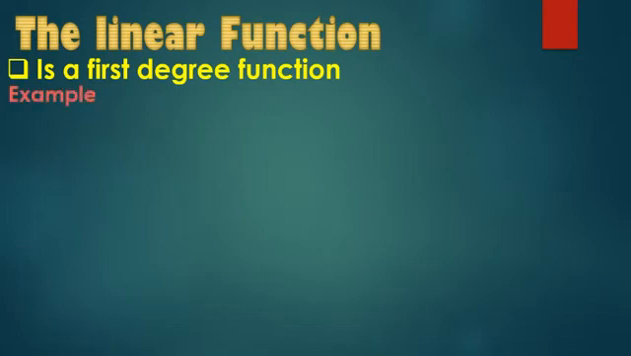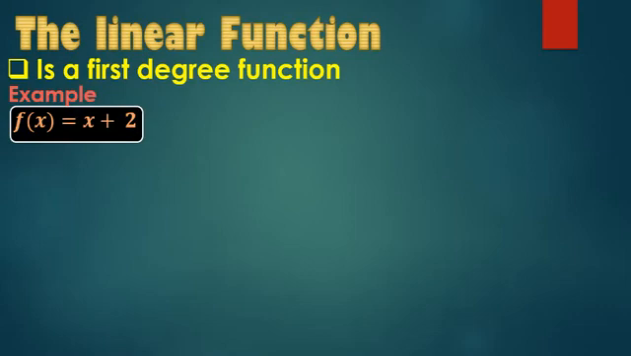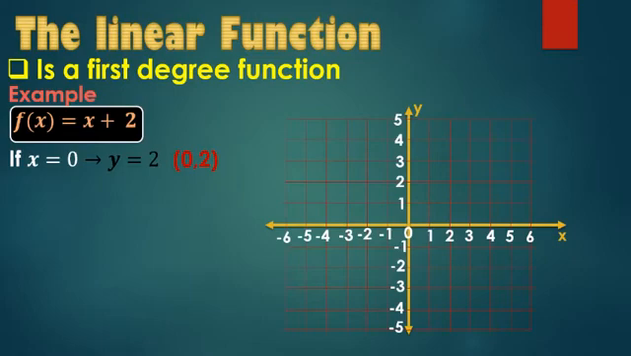For example, if we have f of x equals x plus 2 like this, this one is not a constant. It doesn't have constant values. For example, if x equals 0, then y equals 2, because 0 plus 2 equals 2, and we will put (0, 2) inside an ordered pair like this, and graphically we represent it by the point (0, 2) as we see here.